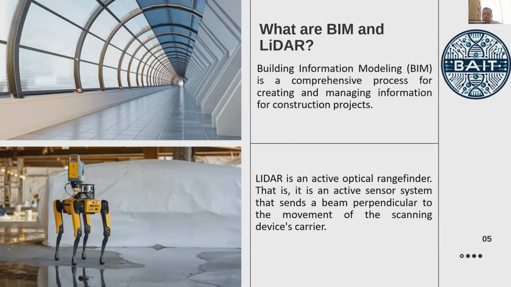So a few words about BIM and LiDAR. Building information modeling is a comprehensive process for creating and managing information for construction projects. LiDAR is an active optical rangefinder, an active sensor system that sends a beam perpendicular to the movement of the scanning device carrier.